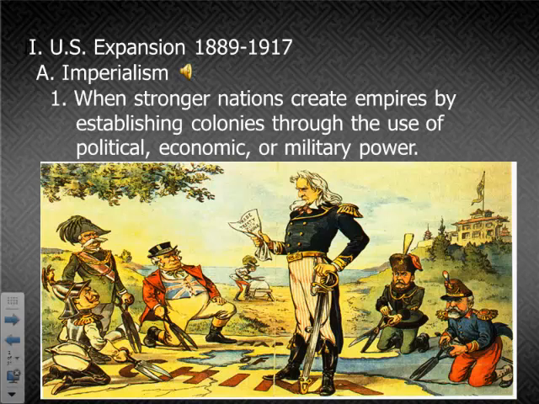So imperialism, the definition is when stronger nations attempt to create empires by taking control of weaker nations. This doesn't always have to be done militarily. It can be done through the use of the economy, like was done in many Latin American countries, or politically, and sometimes the military is used.